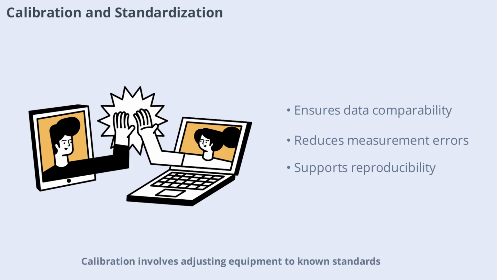Calibration involves adjusting equipment to known standards, while standardization means using consistent methods and units. These practices are essential for producing reliable and reproducible results, especially in collaborative or long-term studies. Without proper calibration and standardization, data may be inaccurate or misleading.